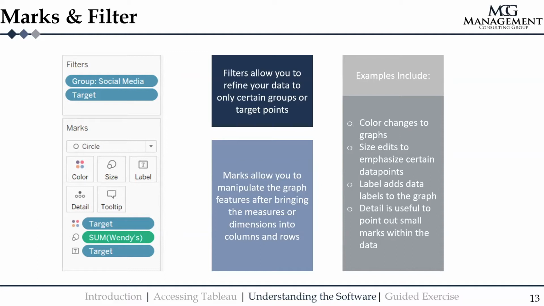instead of looking at all the different social media. And then you also have your marks, which is where you're going to start to really manipulate your data and make it visually more appealing. So you could colorize things. You could colorize, say, the targets that you're looking at. So Instagram, Facebook, and Twitter would all be a different color. You can put labels on your data sets. You can manipulate the size, which is different depending on the size of the data sets. You have your details and your tooltips.